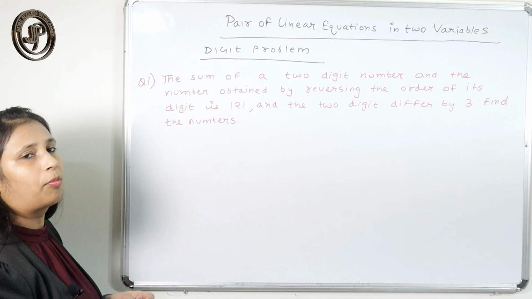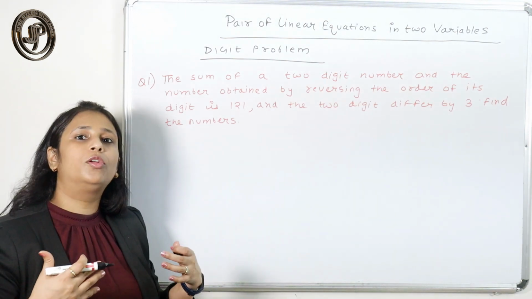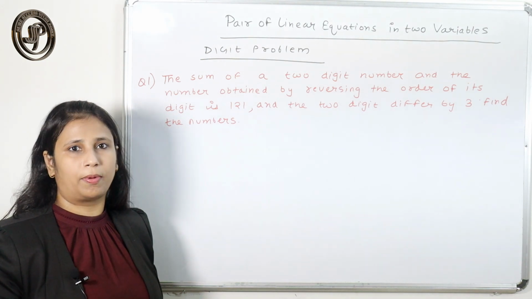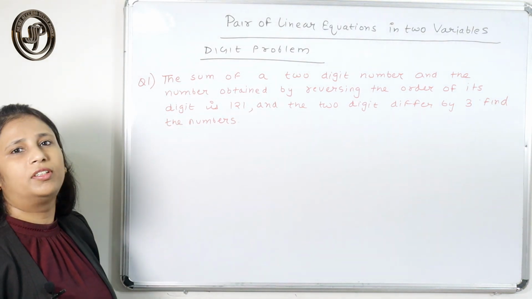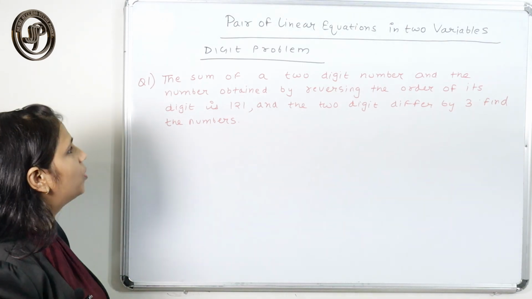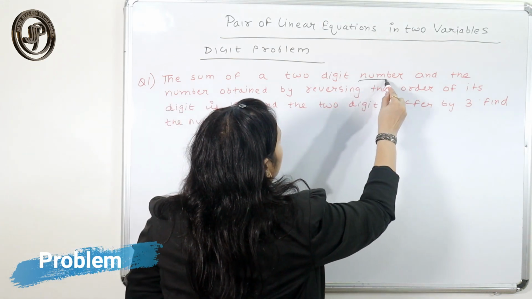So digit problem. How do we do the digit problem and how will you recognize in the question paper that it is related with the digit problem? Definitely the word digit will come. That is one way you can recognize that. But here it is asked about the number.